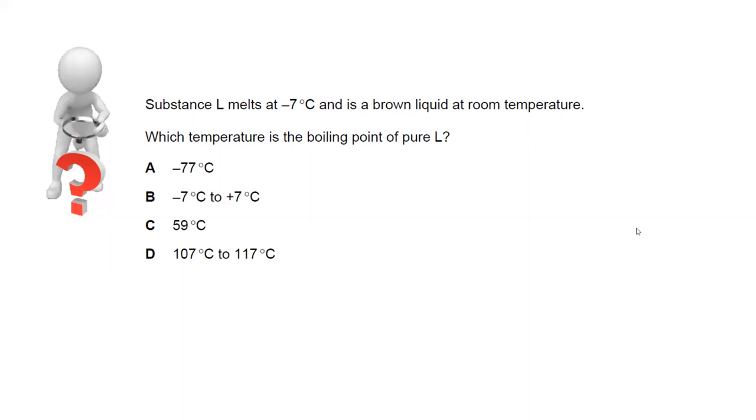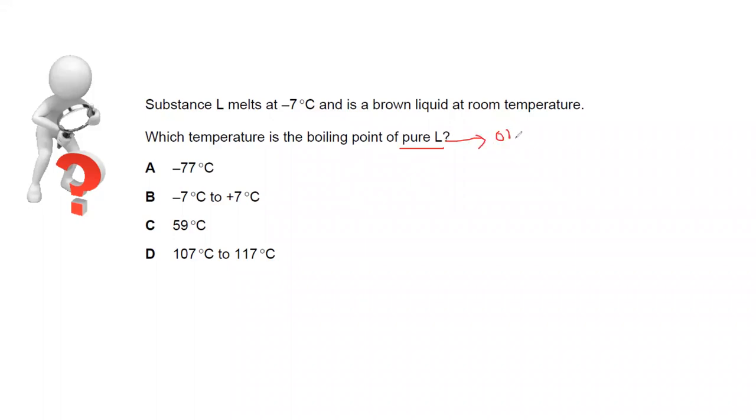And it is a liquid at room temperature. Which temperature is the boiling point of a pure L? First thing, when they mention pure, it means it should have one number. Because pure substances have a sharp melting and boiling point. Sharp melting and boiling point means it will boil or melt at a fixed temperature.